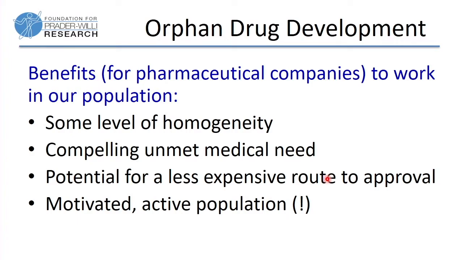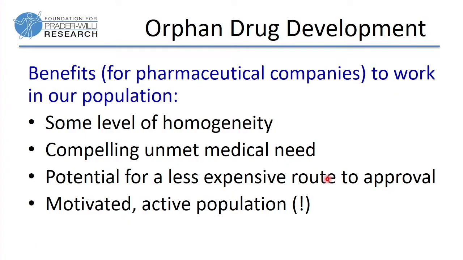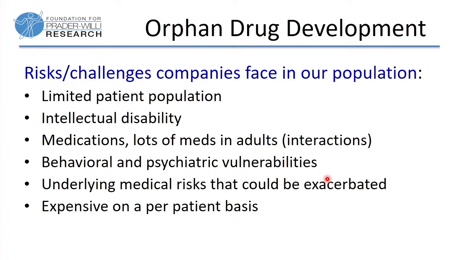For the company, it's a potentially less expensive route to approval because you don't need the large numbers in an orphan indication that you do. So in general obesity indications, your last clinical trial is usually thousands of individuals, and that wouldn't be the case in PWS. And we have a very motivated, connected, and active population. We try to educate you guys about clinical trials. We try to make sure that you're aware and that you know of the opportunities.